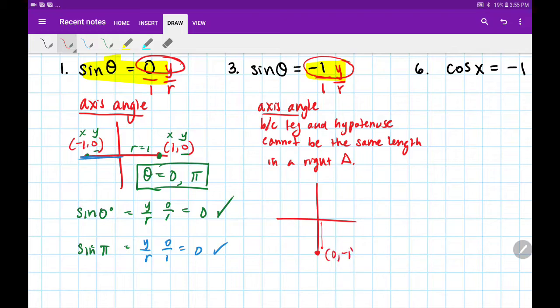That point would be (0, -1) after all. And so our answer is that angle, 270 degrees, or 3 pi over 2.